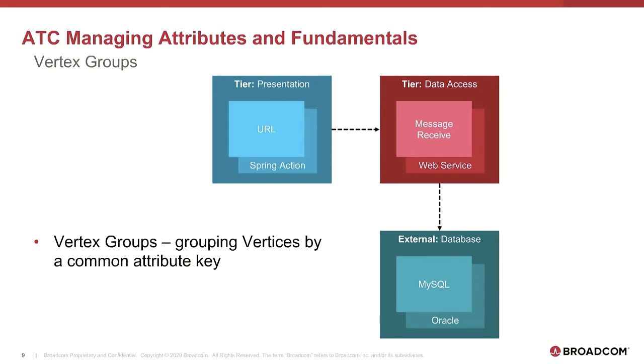So we group vertices by attributes, and in this example, I use an attribute with a key tier, like system tier or infrastructure tier, and one is presentation. On the upper right, we have data access, and the lower vertex group would be database. So this way, with common attributes, I can group components on the map.